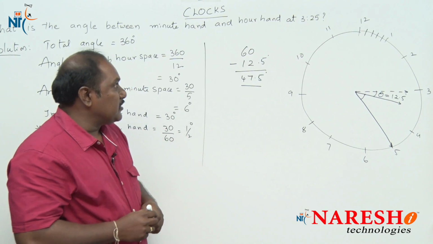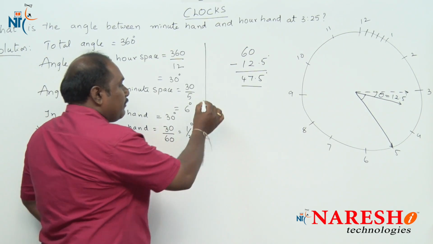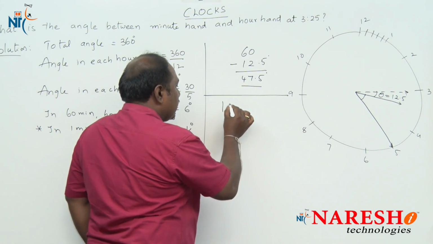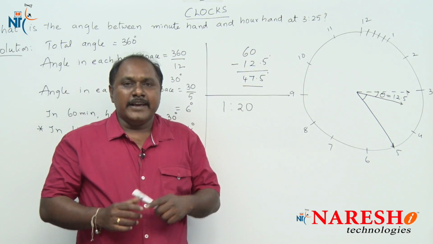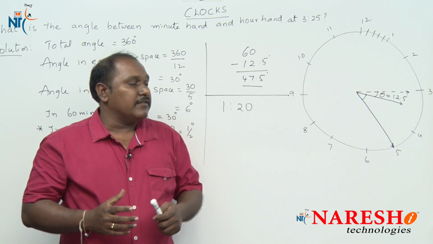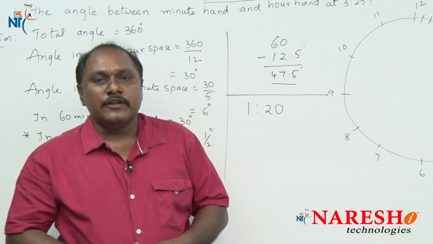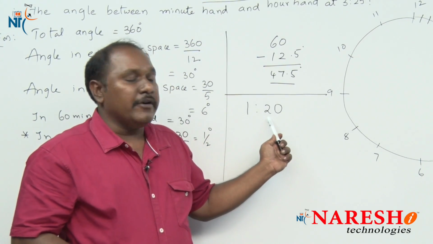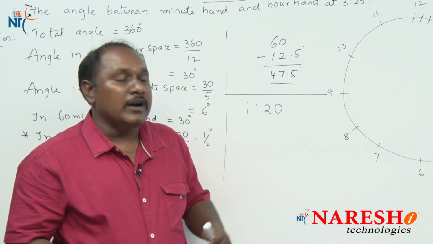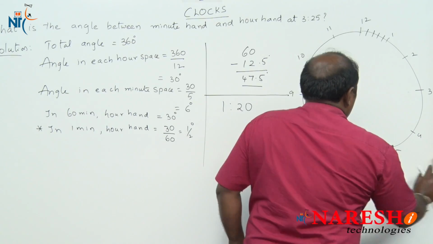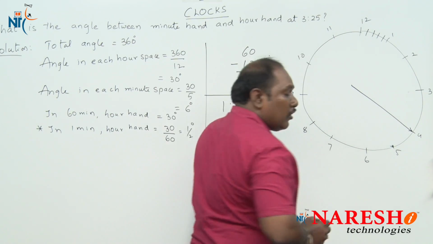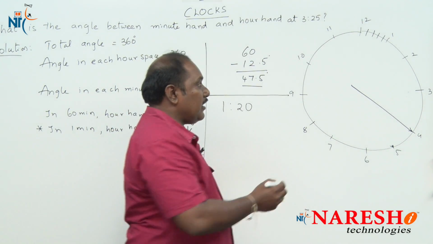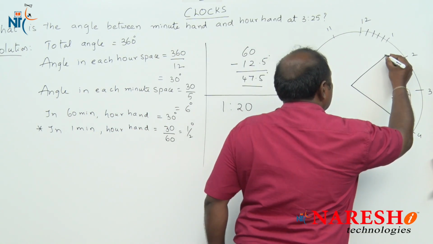Suppose I ask you a question, what is the angle between minute hand and hour hand at 1:20? Take your time, try to answer this question in 10 to 15 seconds. The solution for this problem, what is the angle between minute hand and hour hand at 1:20? At 1:20, the minute hand is exactly at 4 and the hour hand is in between 1 and 2.